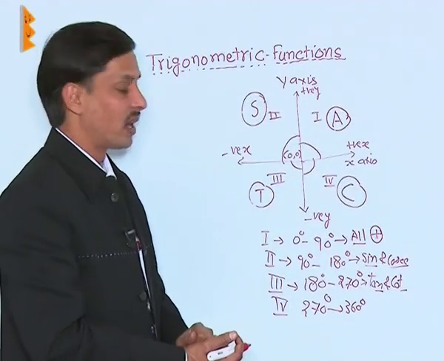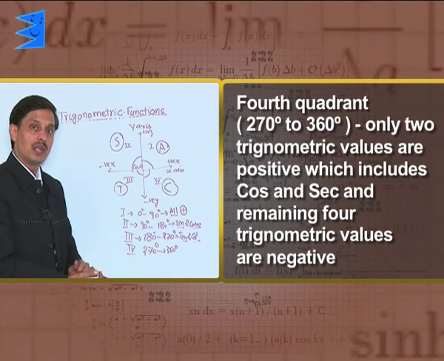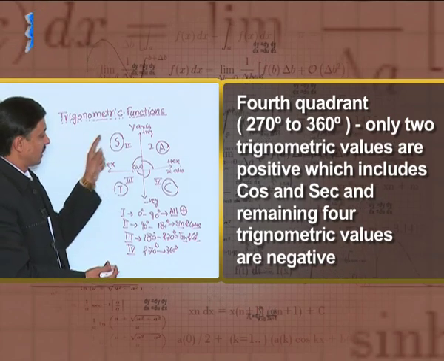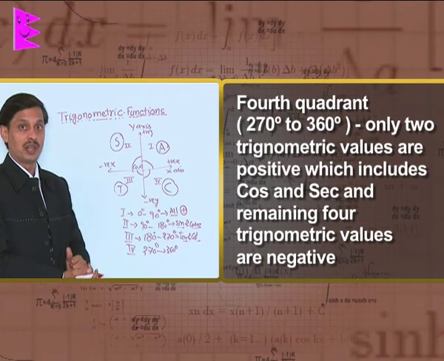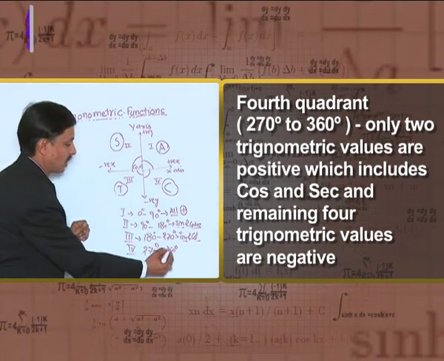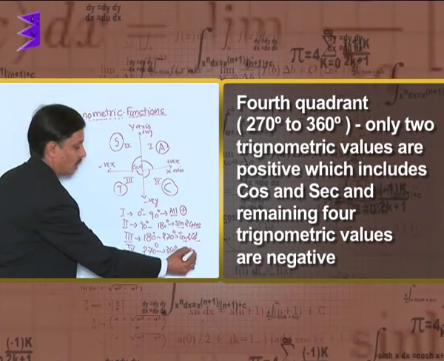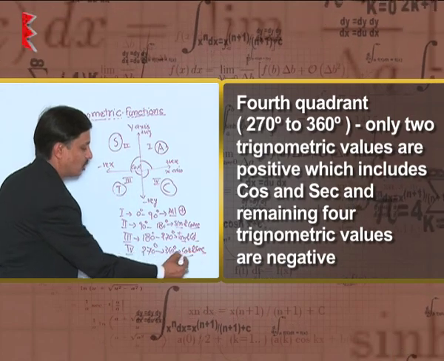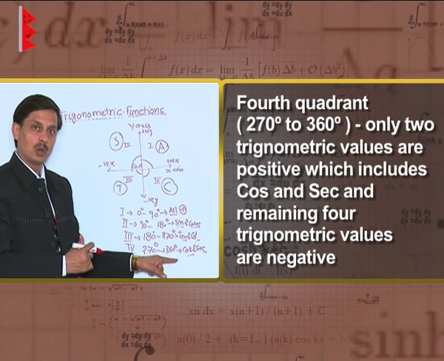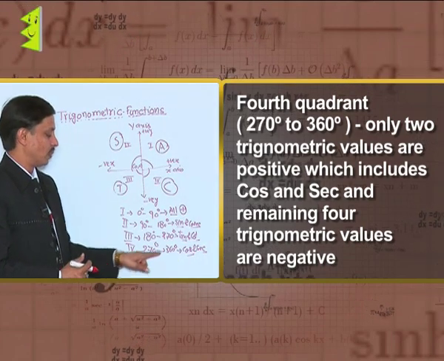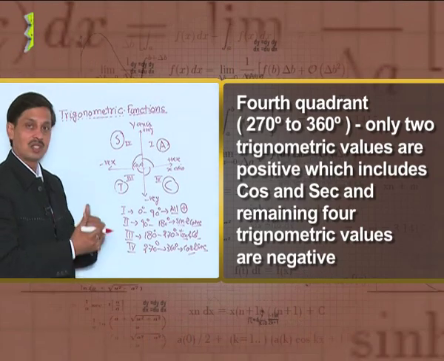All remaining trigonometric ratios for the angles between 180 and 270 are negative. Come to quadrant number 4. For the fourth quadrant, angles lie between 270 and 360. In ASTC, if I relate the C to the trigonometric ratio cos, then in this quadrant only and only cos and its reciprocal, that is sec, are positive. All remaining trigonometric ratios for the angles between 270 and 360 are to be taken as negative.